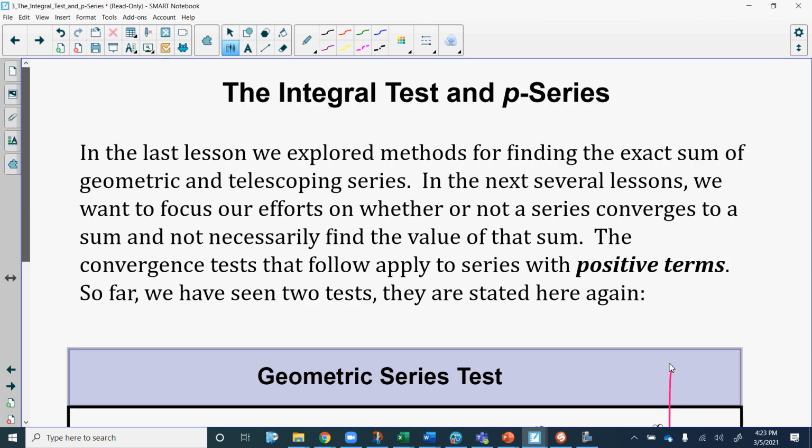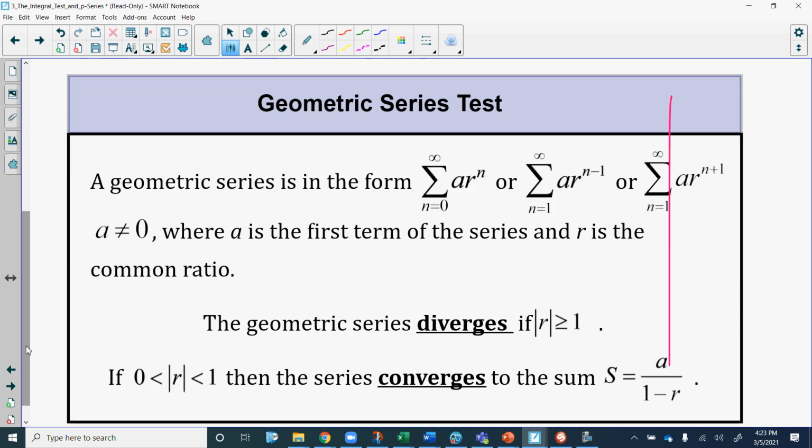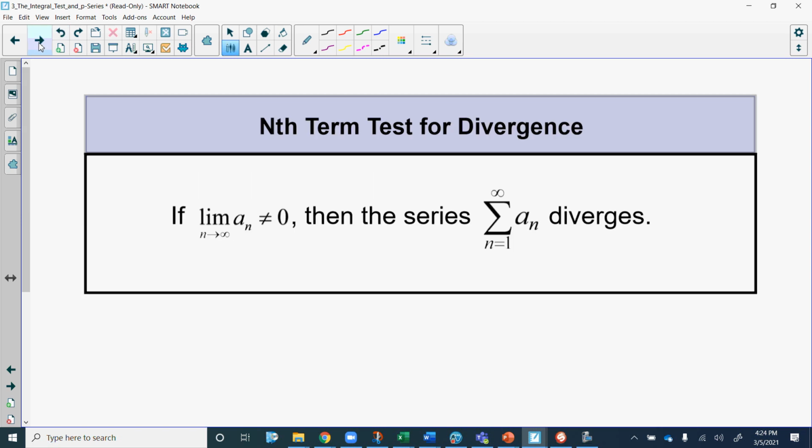Oh, hello. That was unexpected. A sub 1. There we go. I like it when things work. And that could actually tell you what value the series would converge to.